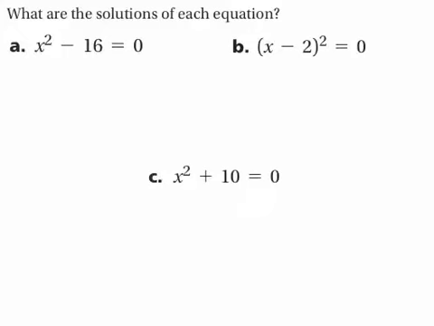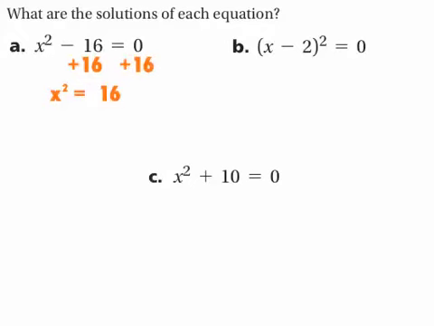These first examples say, what are the solutions of each equation? Just like when we're solving any other equation, our goal here is to solve for x, isolate x, our variable, on one side and get it equal to a number. If you look at example A, it says x squared minus 16 equals 0. My first step to get x by itself would be to add 16 to both sides using inverse operations, which would leave me with x squared equals 16.